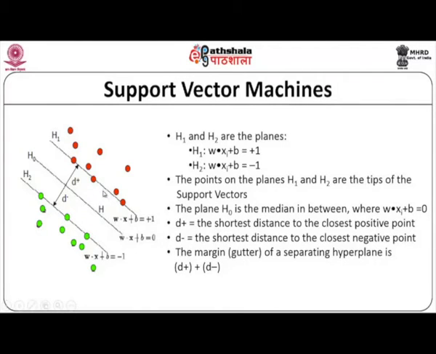Now, the total margin is going to be the sum of d plus and d minus, which is indicated as the margin or the gutter of the separating hyperplane. So, it is d plus plus d minus. This total sum of distance is treated to be the margin.